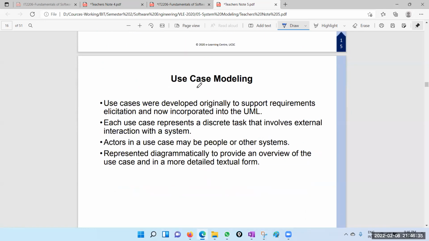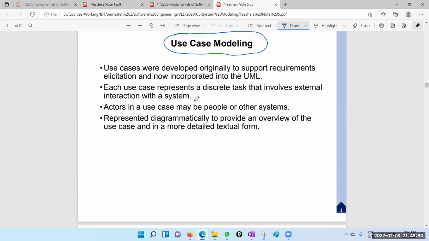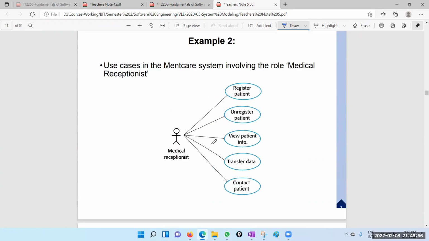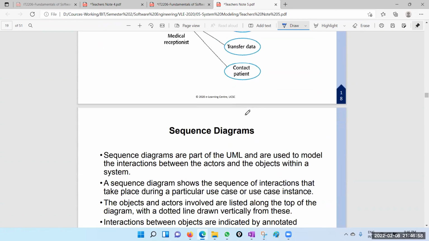Right. Use case modeling we already discussed. That is the main modeling technique we use to document the high level requirements, the overall requirements. So we already discussed the example of a use case diagram.